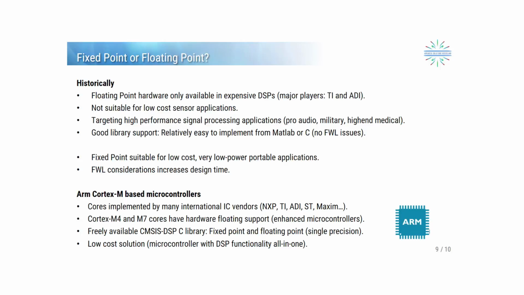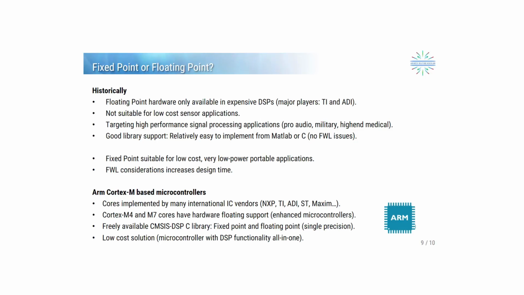If we fast forward to the present day, vendors basing their microcontroller on ARM's Cortex-M4 and M7 cores offer designers the ability to implement their algorithms with hardware floating point support. These so-called enhanced microcontrollers are rapidly becoming popular in many IoT applications due to their low power and cost. ARM provides the CMSIS-DSP development library free of charge, allowing for the implementation of fixed point and single precision floating point filters, as we'll now see in the following live demo.